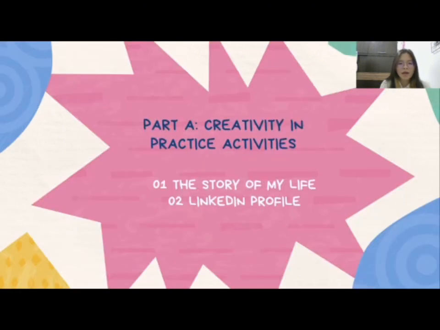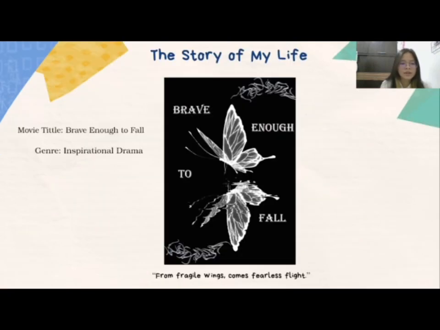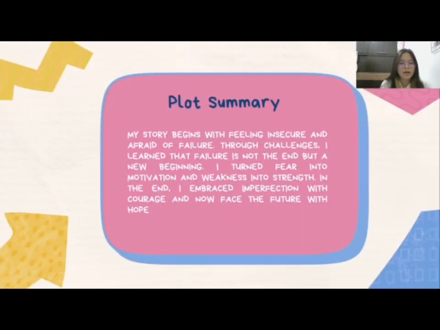Let's start with Part A, creativity in practice activity. For test 1, I create a foam poster titled Brave Enough to Fall, with the tagline from Virgil's Wing, Come Fearless Flight. I chose a butterfly to symbolize my transformation. The story is about me, a girl who grew up insecure and afraid of failure. But through challenges, I learned that every fall is a chance to grow stronger. I turned fear into motivation and weakness into strength. In the end, I embraced imperfection with courage and now face the future with hope.